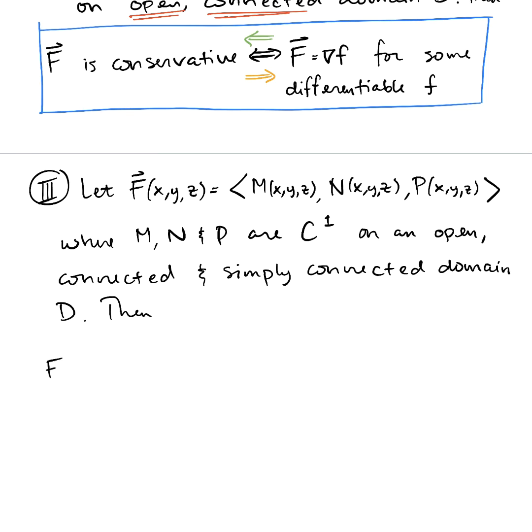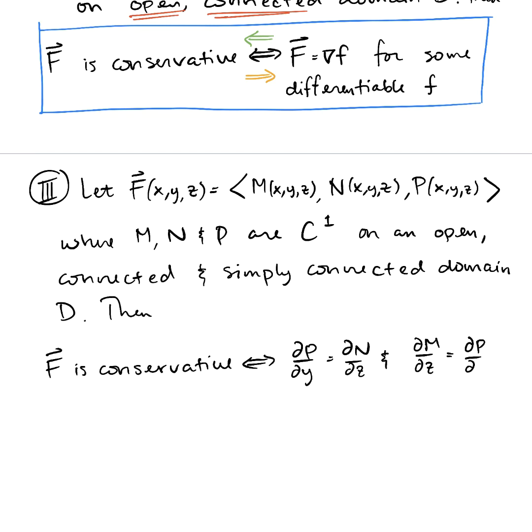Then big F is conservative if and only if three things. dP dy has to come out the same as dN dz, and dM dz has to come out the same as dP dx, and dN dx has to come out the same as dM dy.